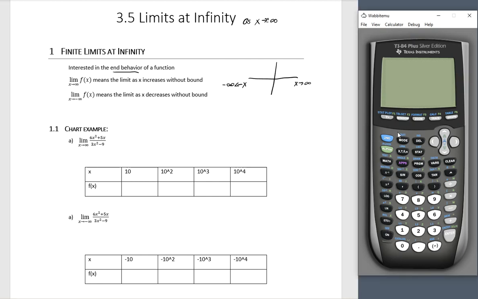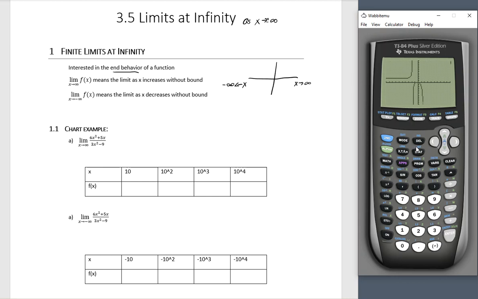Let's use our calculator here and take a look at our chart example. Let's take a look at the function that is 6x squared plus 5x, all divided by 3x squared minus 9. Oh, I forgot a parenthesis here, so I'm going to go back. You have to be smarter than your calculator. You have to tell it what you want it to do, so I have to put the parentheses all around that denominator or else it's not going to graph right.